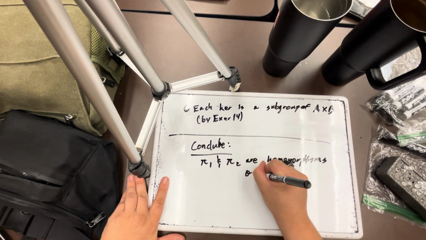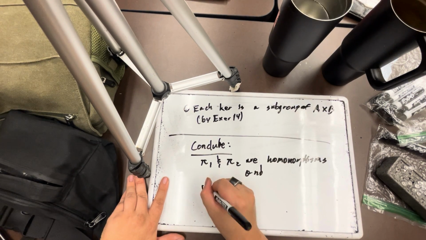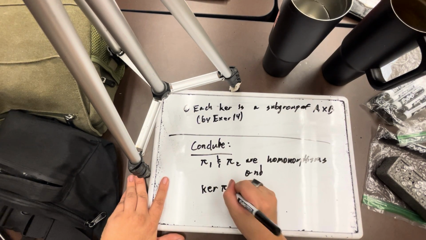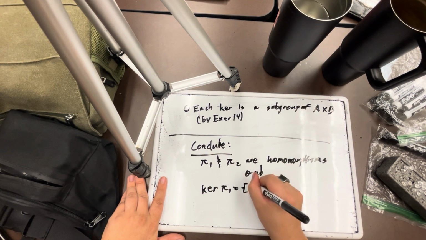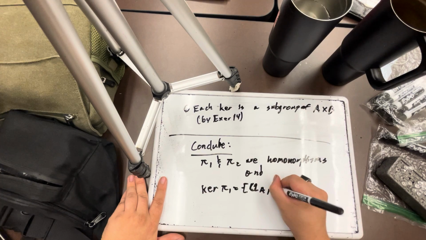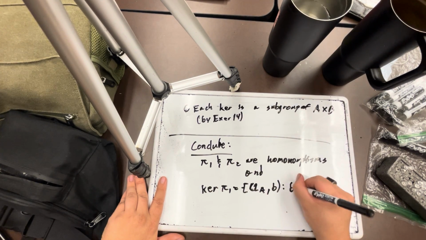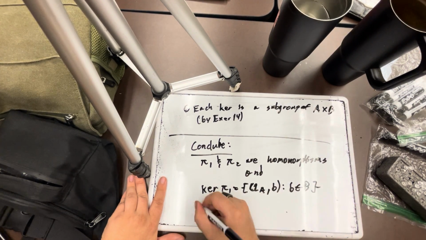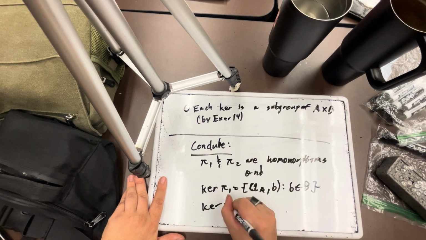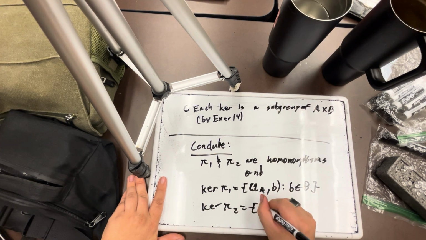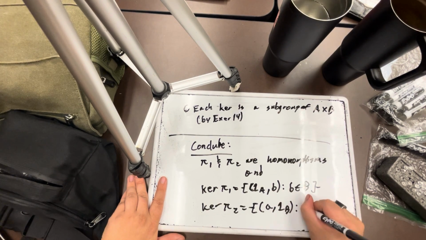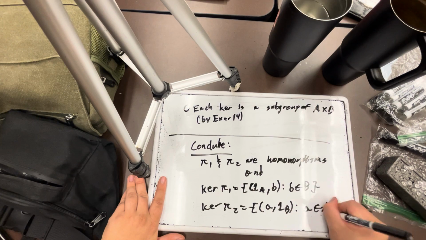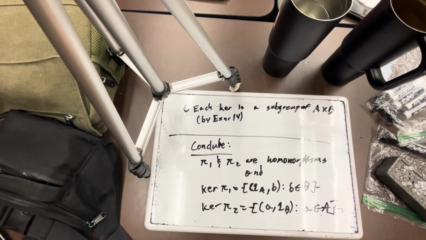And the kernel of pi sub 1 is equal to the set containing (identity of A, B) such that B is an element of B. And the kernel of pi sub 2 is equal to the set containing (A, identity of B) such that A is an element of A. And that's it for exercise 16. Let's proceed to exercise 17.